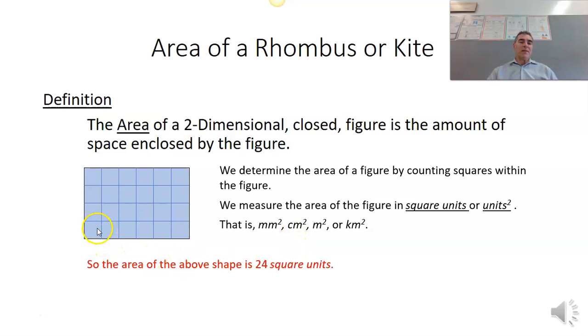In this particular case, we've got 6 squares across and 4 squares up. So we've got 6 here, another row of 6. So we've got 4 rows of 6, and that's 24 square units.